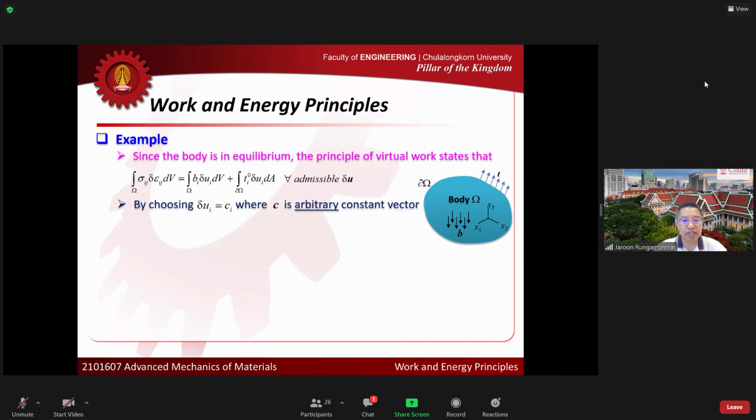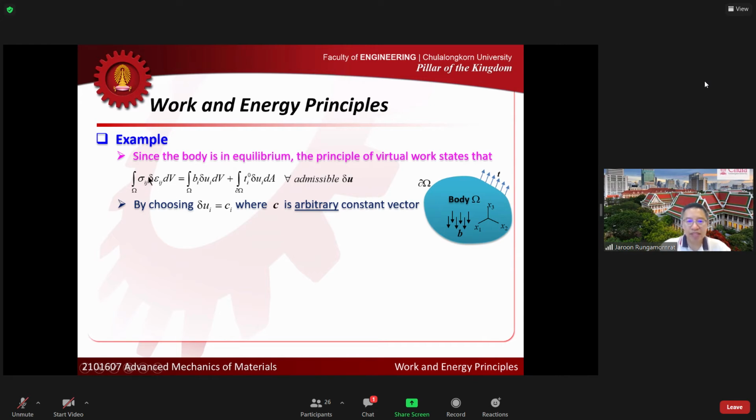Now, if I choose delta u_i equal to c_i, where c_i is a component of the vector c, which is arbitrary and constant. It's a component of the constant vector, and it can be anything. So if I pick delta u_i equal to c_i, this equation is still satisfied, right? Is that right?